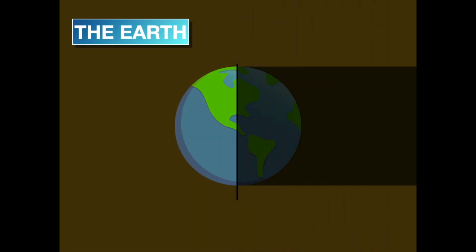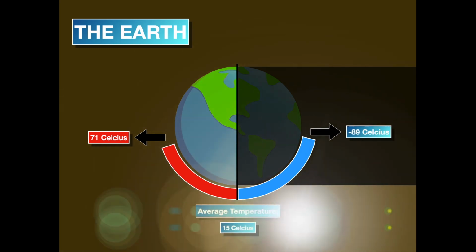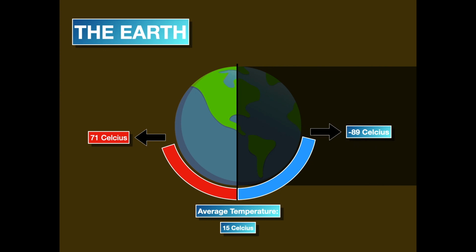If we look at the stability of the Earth's atmosphere here, we can see even in the hottest place on Earth, we're only going to reach a maximum temperature of 71 degrees Celsius. And in the coldest place, it's going to be negative 89 degrees Celsius. We're going to see an average temperature on the Earth of somewhere around 15 degrees Celsius, which is super sustainable for life.